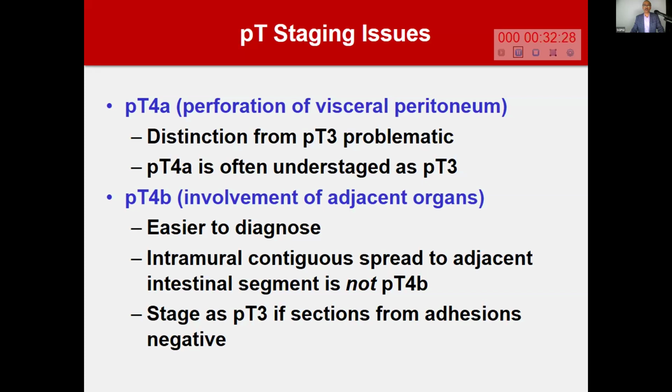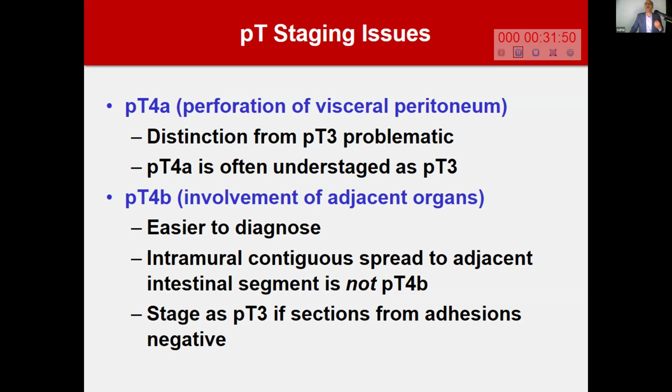T4B is relatively easier to diagnose, so we won't spend too much time on it. I want to emphasize just 2 things. One, contiguous spread through the wall is not T4B. If you have a cecal cancer spreading into the ileum by way of muscularis propria, that's not T4B. To call something T4B, the tumor has to perforate the peritoneum and then involve an adjacent organ. Only then will it have the adverse prognostic significance that we associate with T4B. So think of a sigmoid tumor going through the peritoneum and then adherent to the ovary or the bladder or the uterus. That's a T4B.